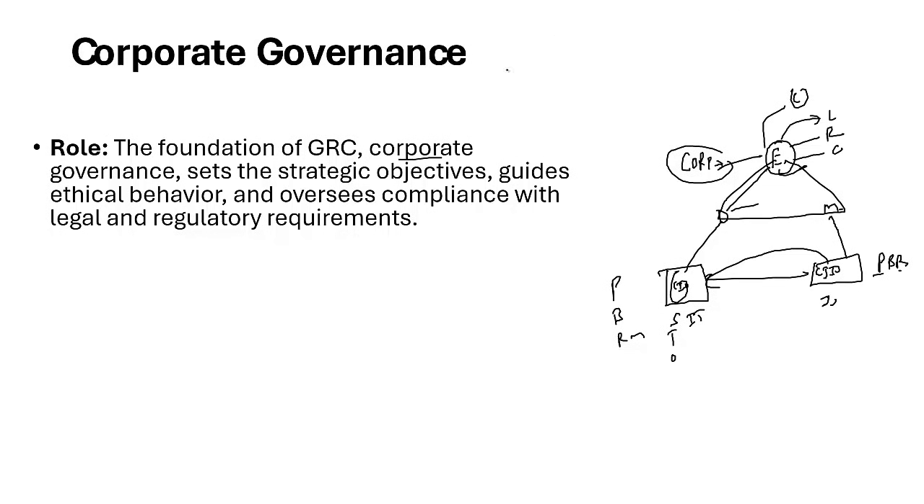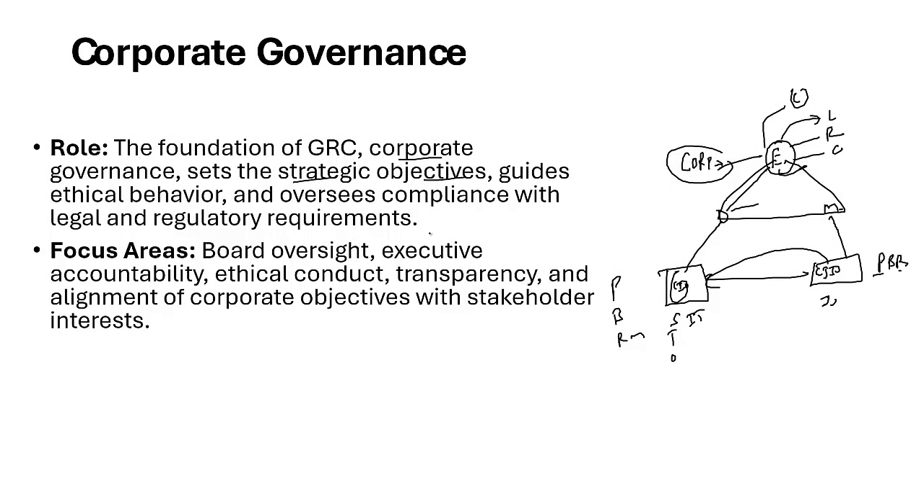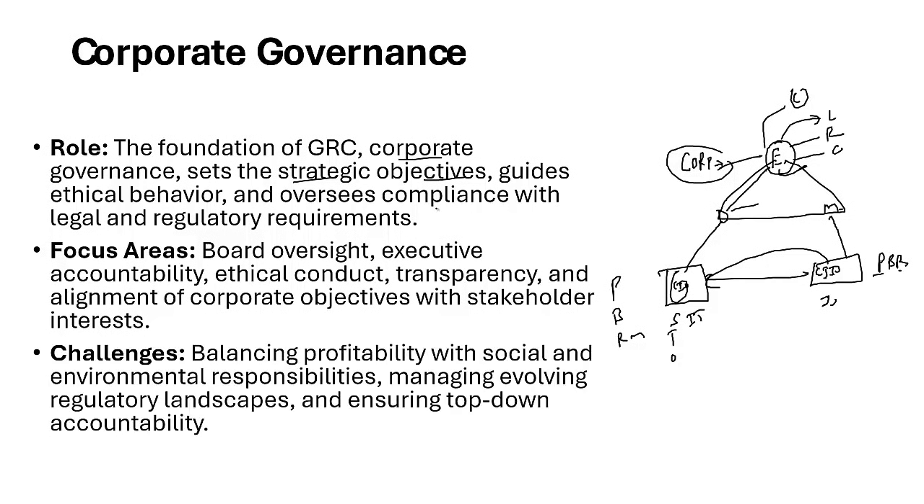So corporate governance sets the strategic objectives, guides ethical behavior, and oversees compliance with legal and regulatory requirements. Their major focus is board oversight. They want the executives to be accountable. They want transparency, and they are accountable for anything happening in the organization. The challenge is balancing profitability with social and environmental responsibilities, because they have to run the business but also respect the culture and everything. They set the regulatory landscape, and they follow a top-down approach.